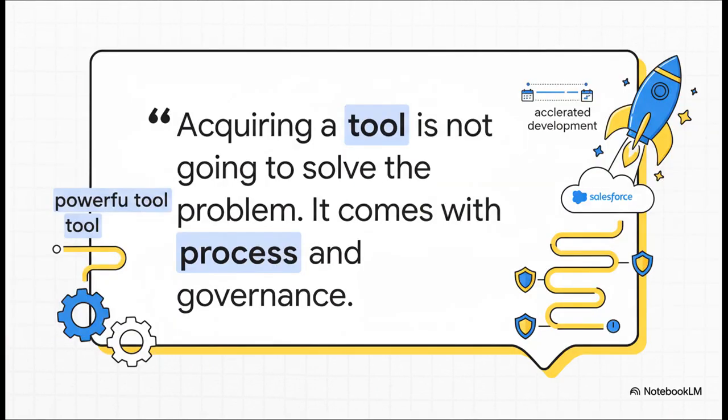But here's what might be the most important takeaway of all. A powerful tool enables a better process, but it doesn't just magically create one. As the folks at Copado pointed out, just buying the tool isn't the fix. It's about pairing that smart technology with good governance and solid team processes. That's how you really start moving faster.